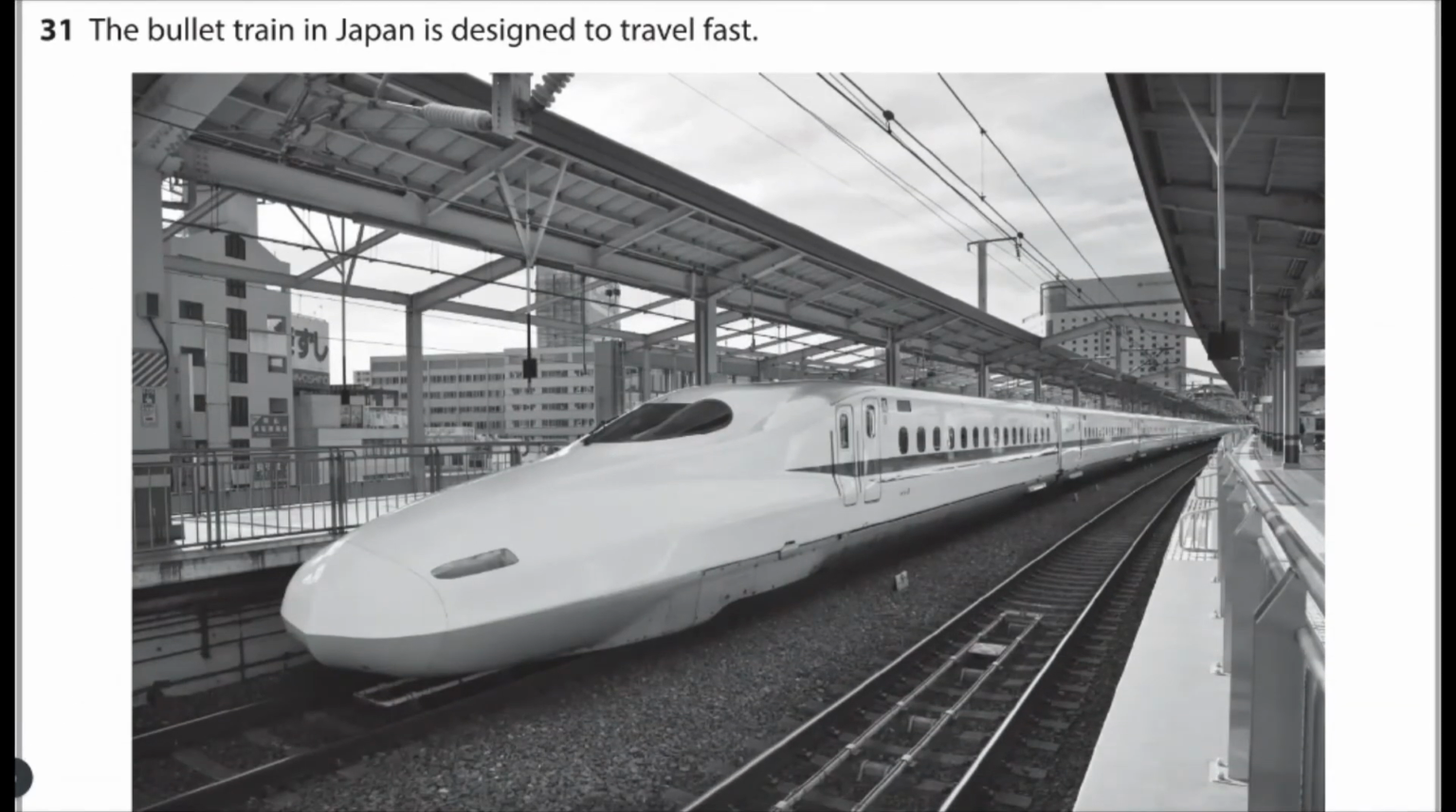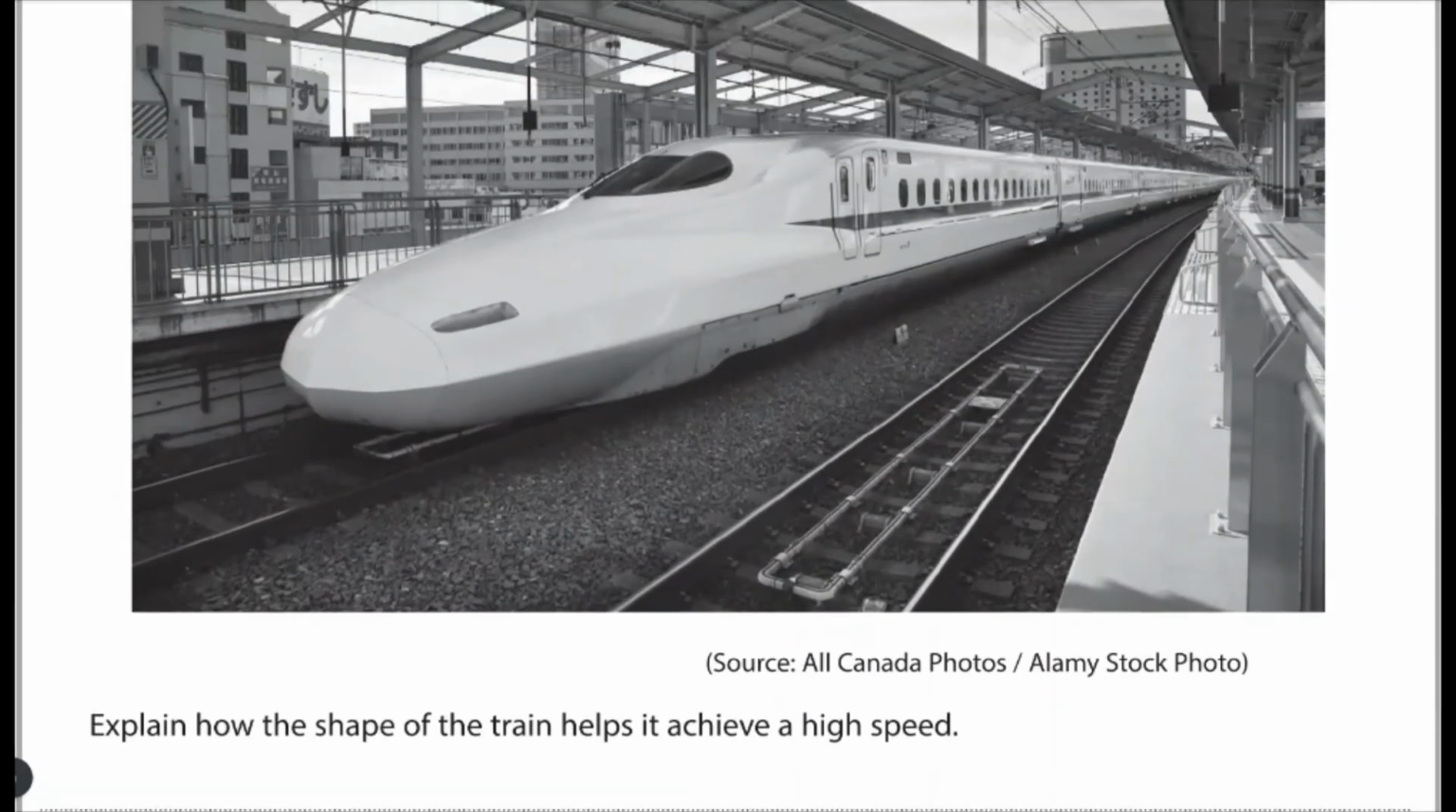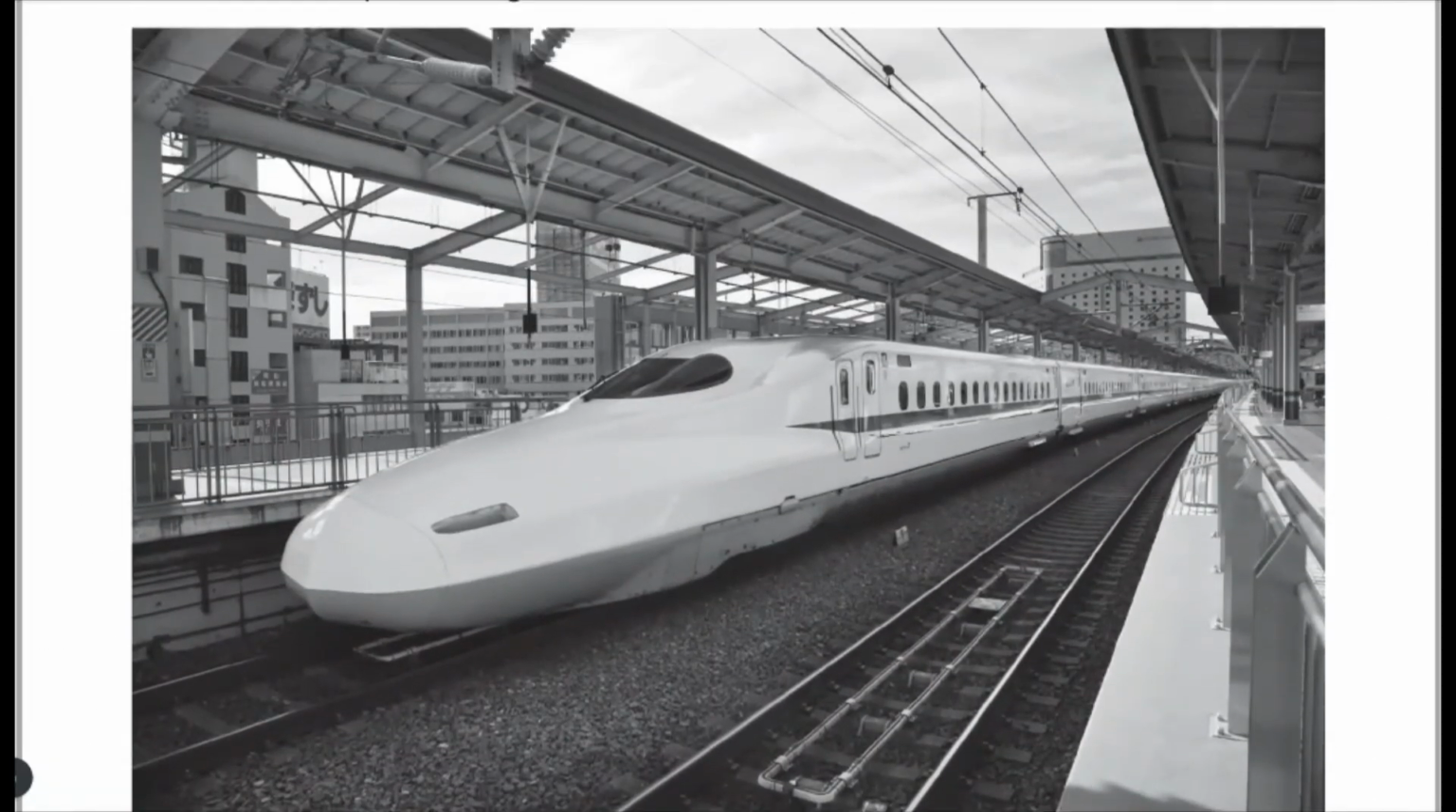31. The bullet train in Japan is designed to travel fast. Explain how the shape of the train helps it achieve a high speed. Now we know when an object is moving, it will have friction and also air resistance, or drag force, applied on it. The faster it goes, this drag force increases. So in order to reduce this drag force, we can have this streamlined shape.